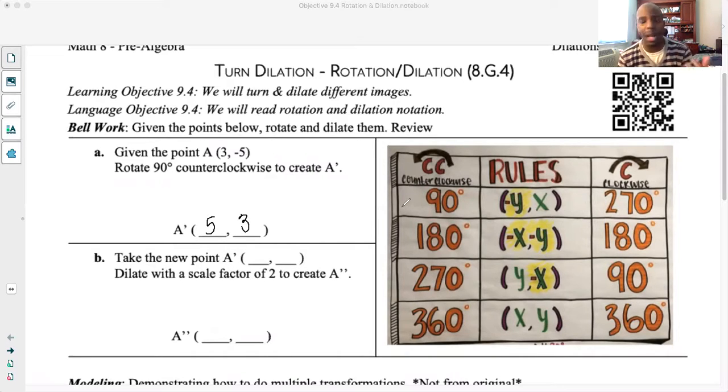That's our new image. Now keep in mind that on Delta Math, which is how you're going to see it in the future, when you're doing more than one transformation, they normally don't break it up as A prime, A double prime. I'm doing it to walk you through the steps of understanding it.